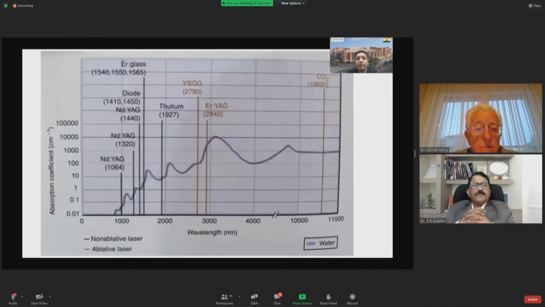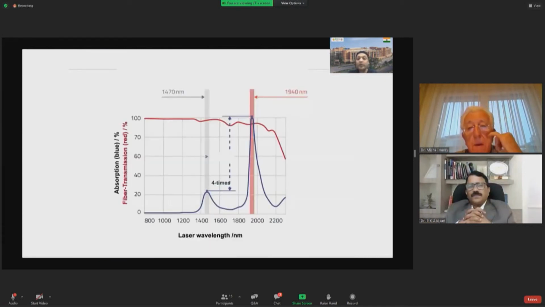Similarly, if you look at just the water molecules and compare the ablative and the non-ablative lasers, look at this. The water molecule gets absorbed a little by the Nd:YAG, but when you look at the ablative lasers, the CO2 laser or erbium YAG laser, they really get absorbed into the water and cause a lot of tissue damage, making it an ablative laser.